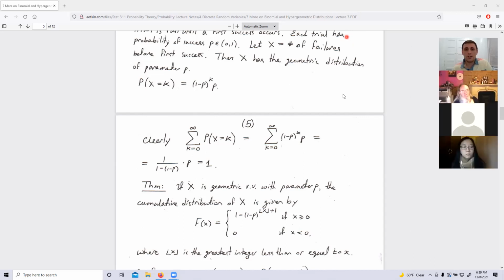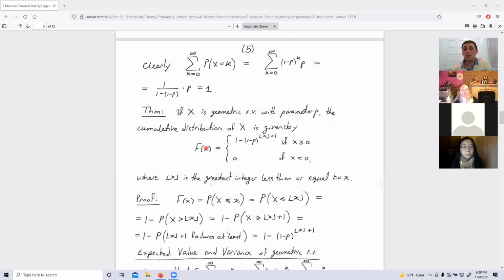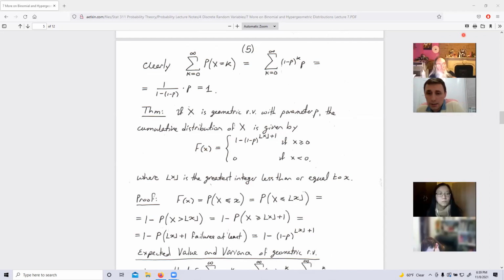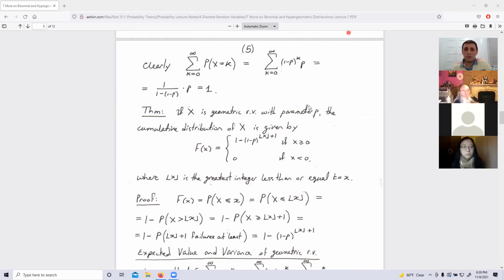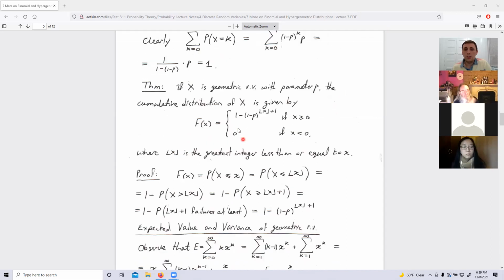Then let's consider what is the cumulative distribution. What's the probability that we get X or less failures before the first success? So how do we do that? Well, it is going to be this number. It's going to be 1 minus p, that's the probability of failure, to the power floor of X plus 1, if X is bigger than 0, and 0 if X is less than 0.